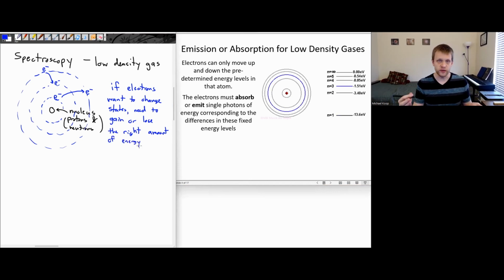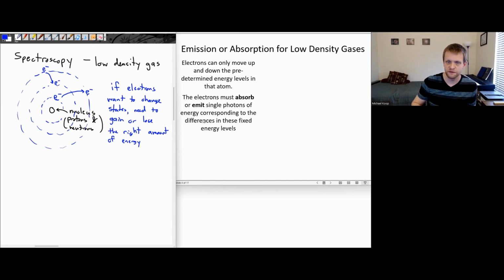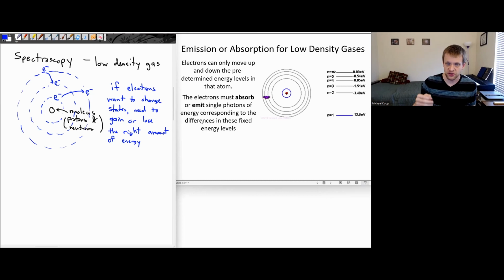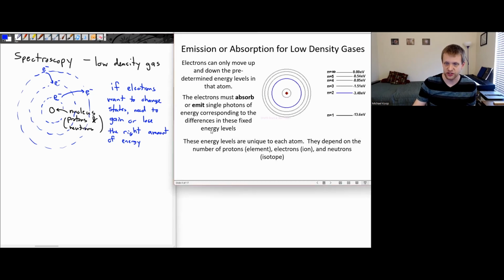And again, they're going to do this by either absorbing a photon, if you're going from a low energy state to a high energy state, or by emitting a photon, by going from a high energy state to a low energy state. So again, the electrons must absorb or emit single photons of energy corresponding to the difference in these fixed energy levels. I'm not going to focus too much on the numerical side of this, but I think a numerical example will help make this point.